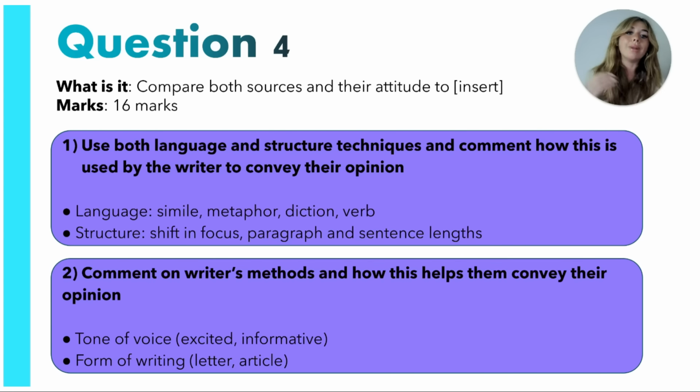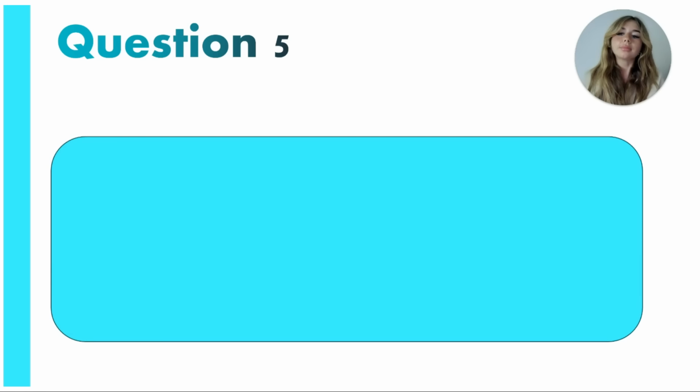Thinking about, is it an article? Perhaps that's more informative, more factual. They want to share their opinion with the masses. They want to make more people understand their opinion. So then you can link everything back to: what is their tone of voice? What is the form of writing? And how does that showcase their viewpoint, opinion, or their attitude?